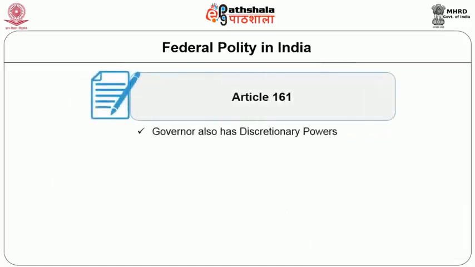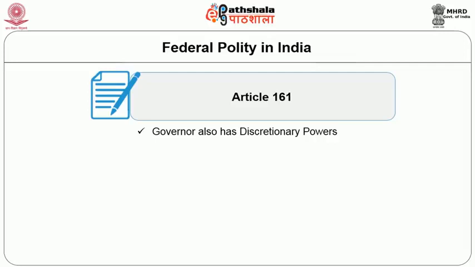As you know, under Article 161, the governor also has the power to grant pardon, reprieve or respite for punishment given for any crime against the law, in matters to which the executive power of the state extends. Governor also has discretionary power. I have already said that under Article 163, the governor can use his discretion not to accept the advice of the Council of Ministers, and for that he cannot be called to account in a court of law.